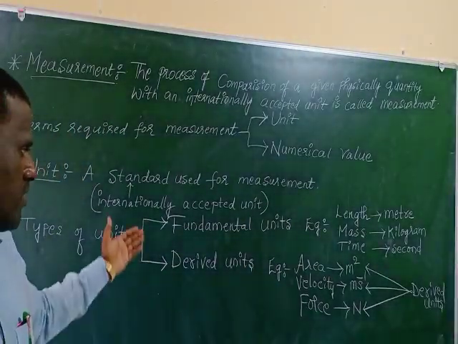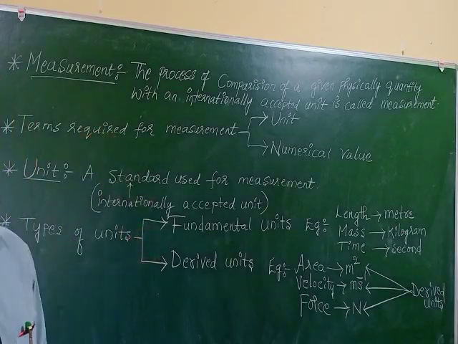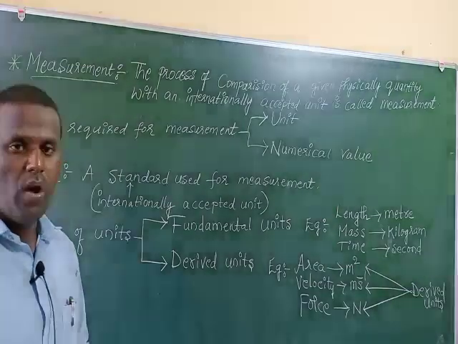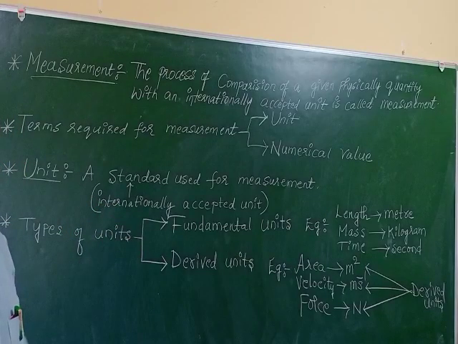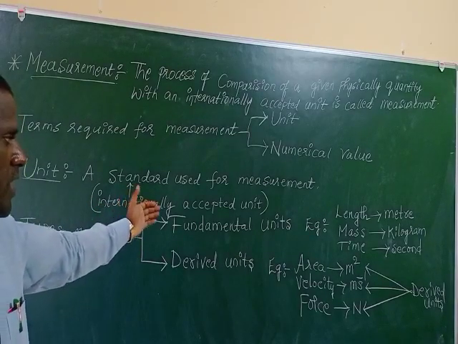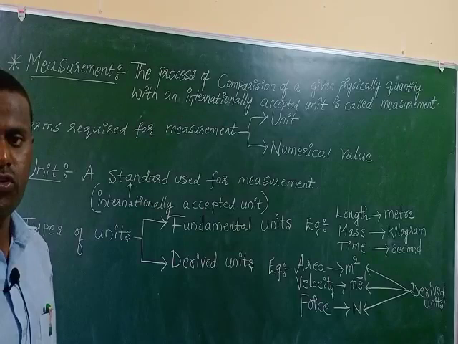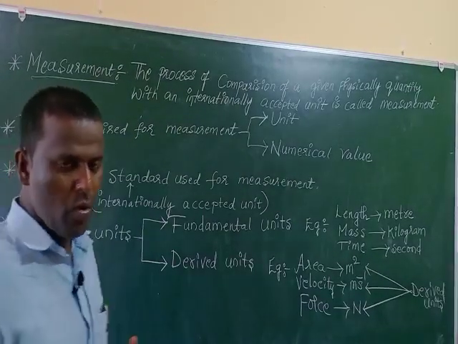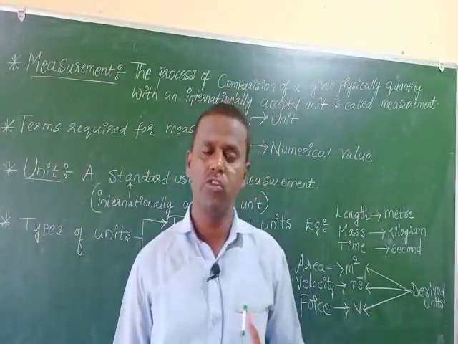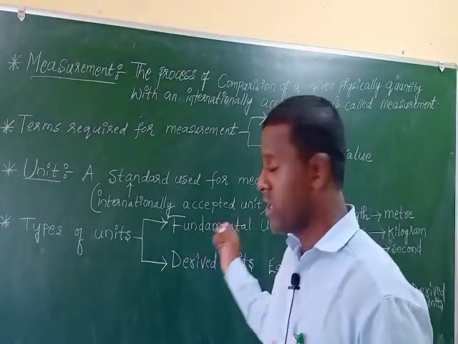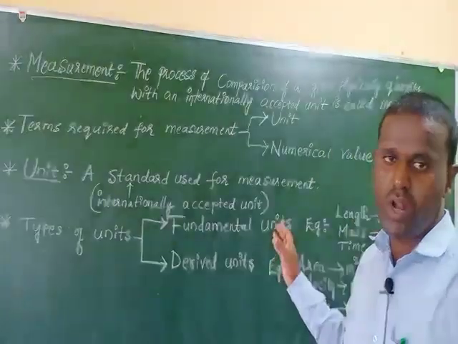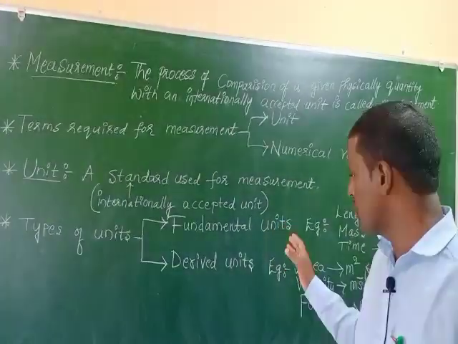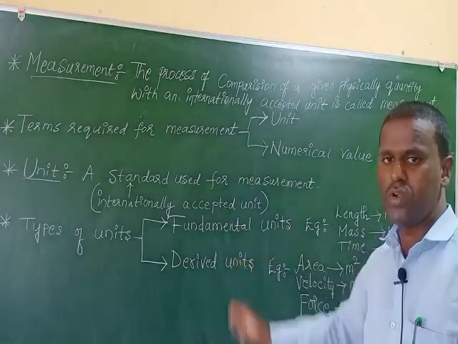So see, in this class you learned what is the meaning of measurement, what are the terms required for measurement, what is a unit, and what are the types of units. How many types of units are there? Fundamental units and derived units. Two types are there. The units used for measuring fundamental quantities are called fundamental units. Similarly, the units used for measuring derived quantities are called derived units.